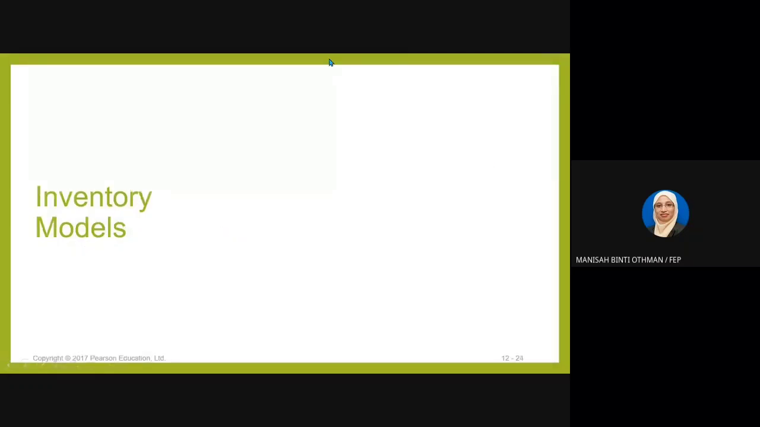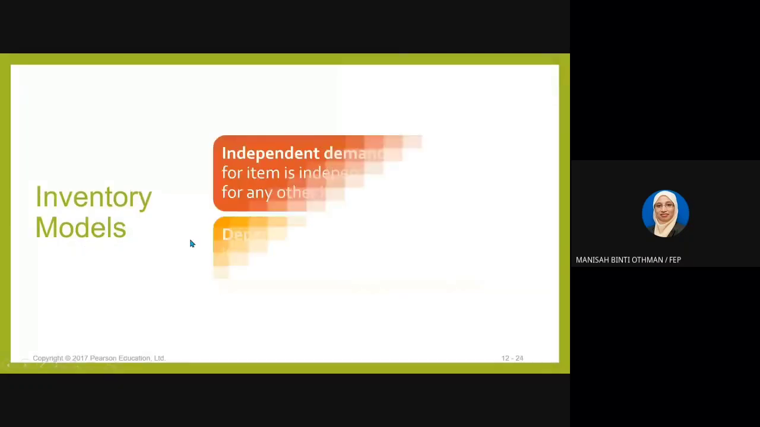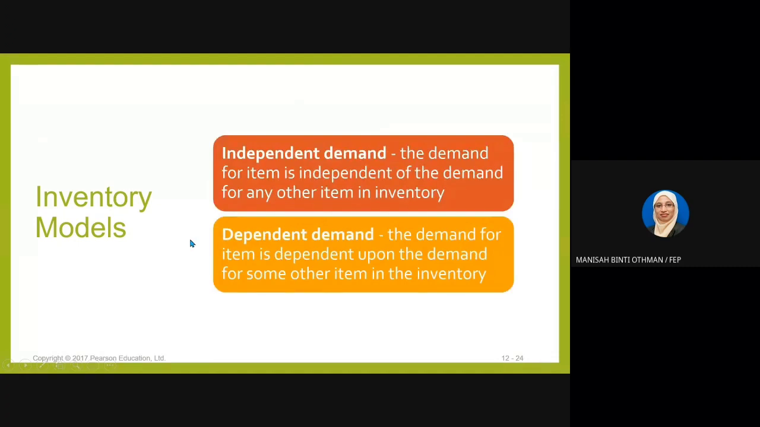No need this one. Okay, so I go to the inventory models. Like I said, we have independent demand and also dependent demand. Independent demand is where the demand for that inventory is free, not dependent on any other item. Dependent demand is where the demand for that item depends on another inventory. So, an example of independent and dependent demand.